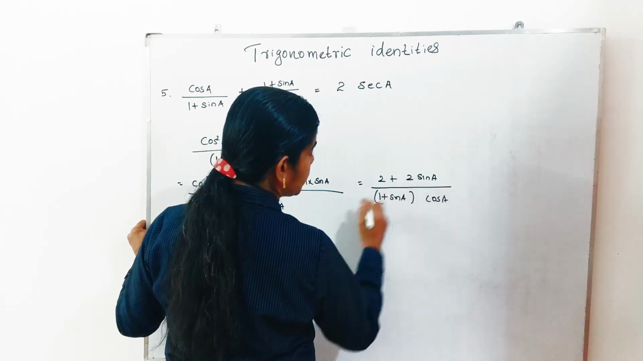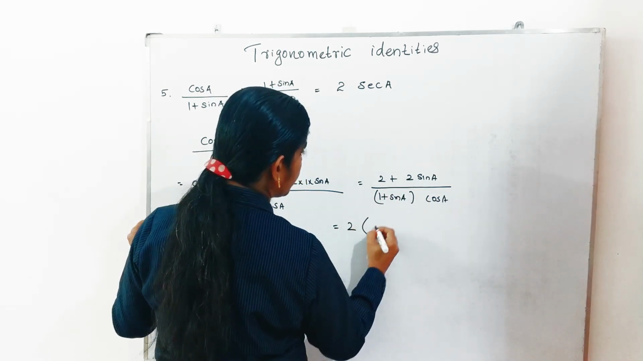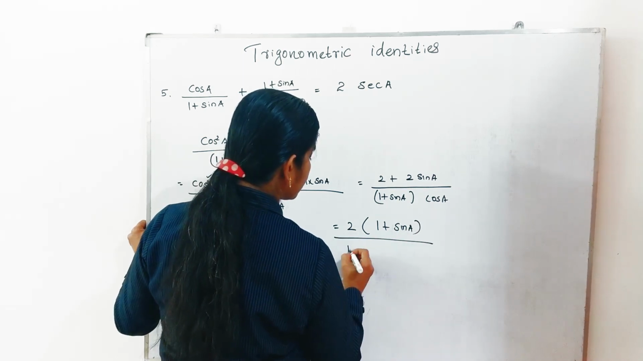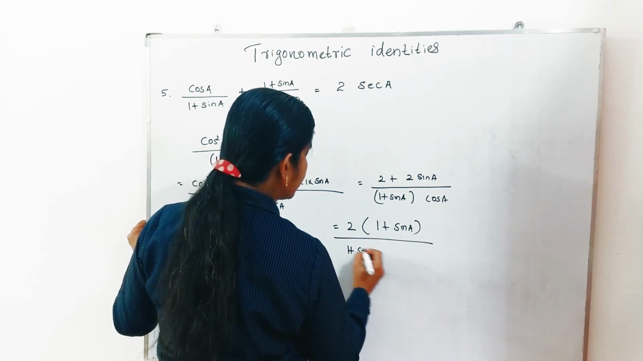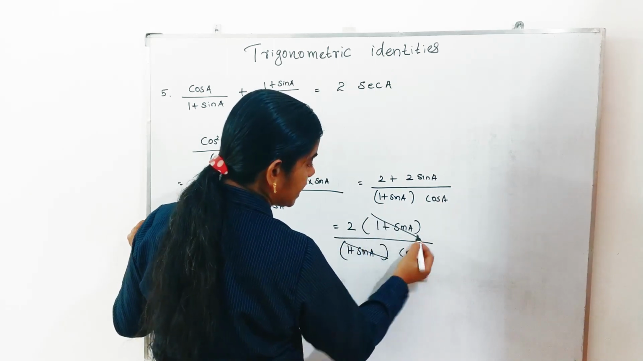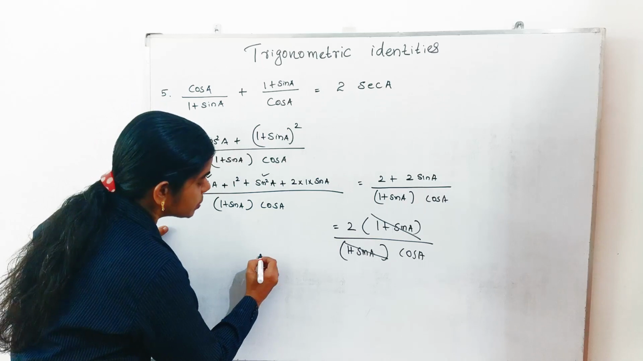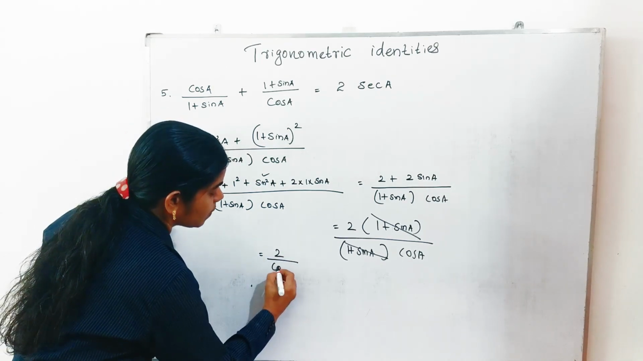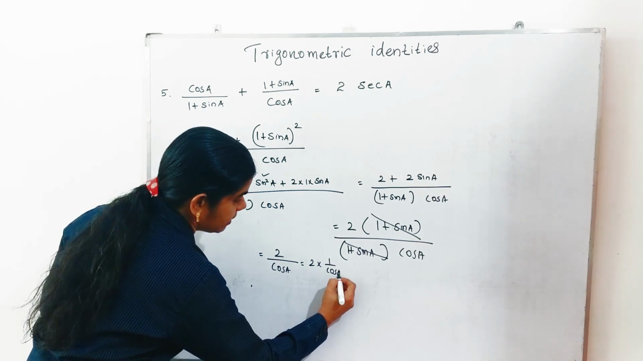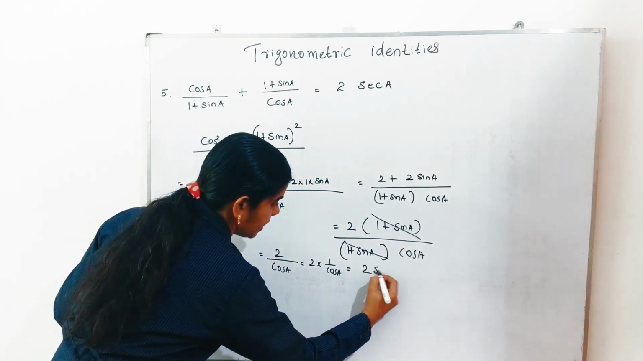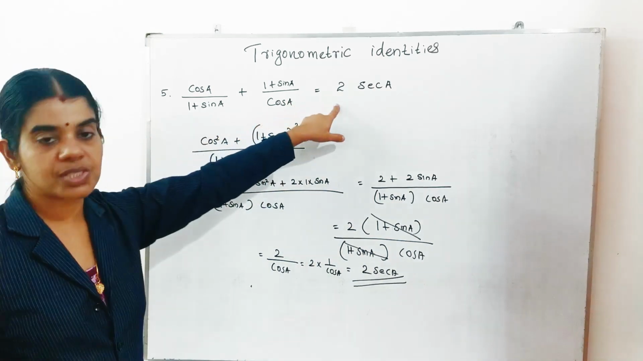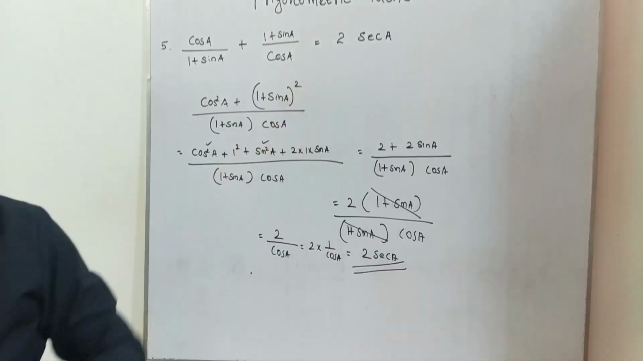From these two, 2 you can take outside. 2 into 1 plus sin A divided by 1 plus sin A into cos A. Then this 1 plus sin A and 1 plus sin A we can cancel. So you will get 2 by cos A. That means 2 into 1 by cos A. 1 by cos A means sec A. That is 2 sec A. This is the result we reached. Okay.